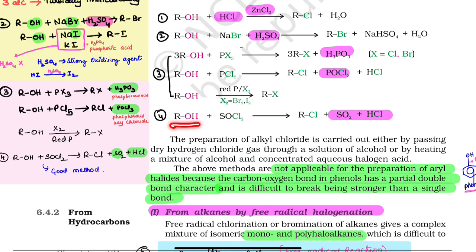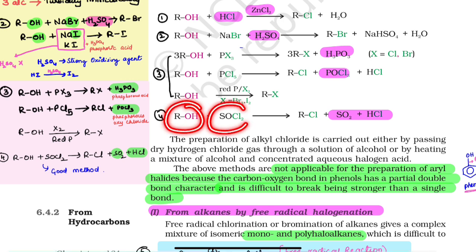And then next is the fourth, with thionyl chloride. SOCl2 is called thionyl chloride. When you are treating an alcohol with thionyl chloride, again we remove OH and place a halogen there, which is Cl. And the byproducts are SO2 and HCl.